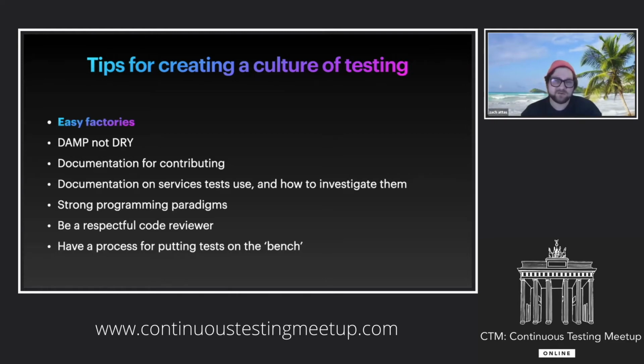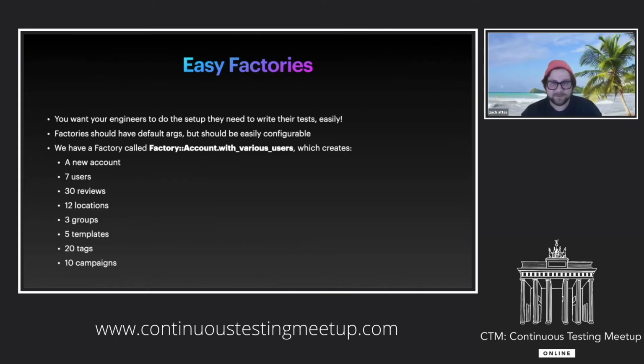So first thing in this topic is easy factories. So what is a factory? A factory is just a way to insert mock data in your environment that your test will use. So some tips that I have to make factories easier is they should always have default arguments and they should be easily configurable. So at Review Trackers, I have an example of a factory that we have.